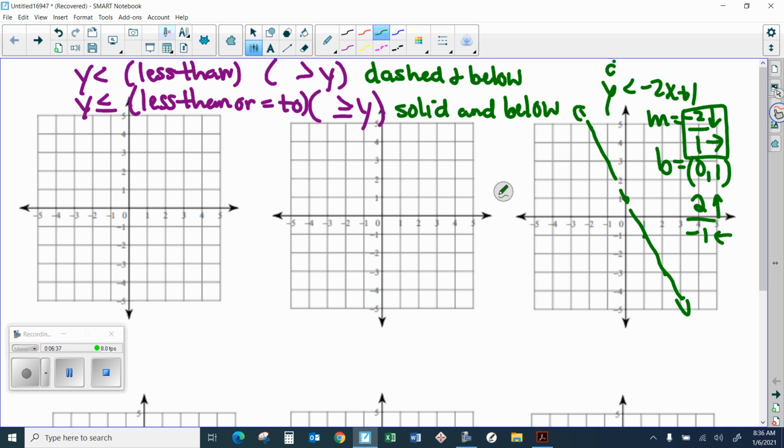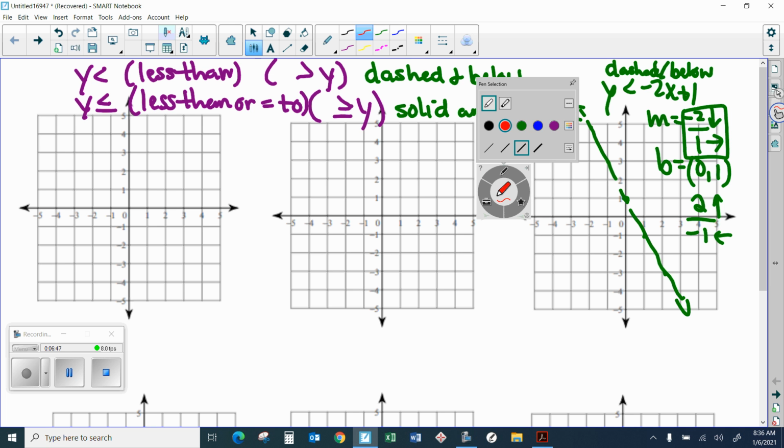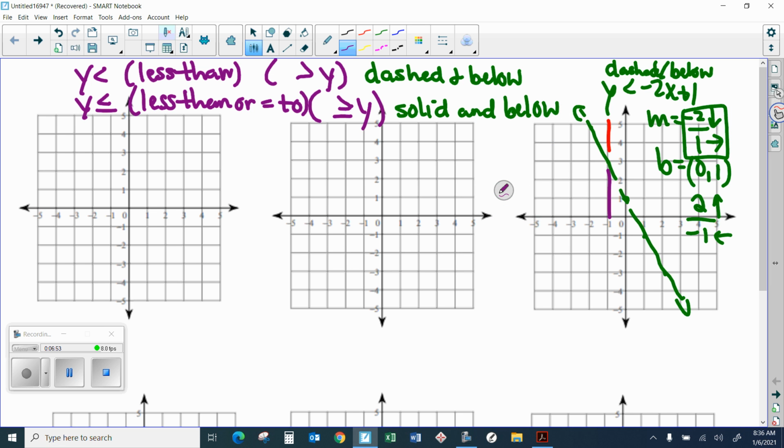Okay, and I would have written dashed below, for less than. So again, if you're not sure which is less than, draw a vertical line and compare those y coordinates. Which y coordinates are less, the purple y coordinates or the red y coordinates? The purple y coordinates are less than, so I'm going to be shading on the bottom side here.